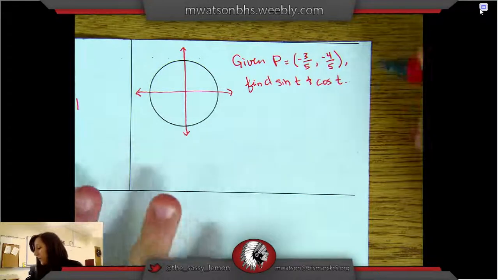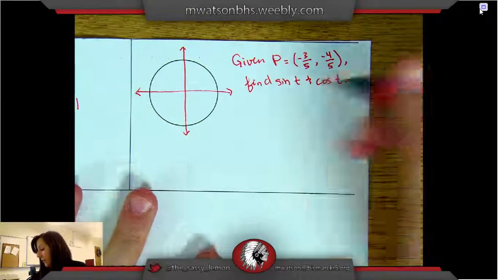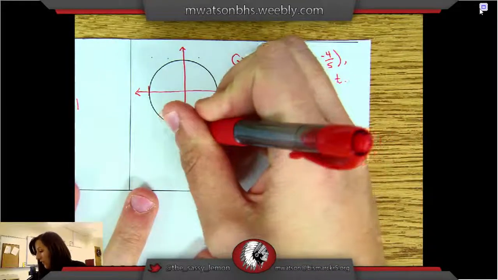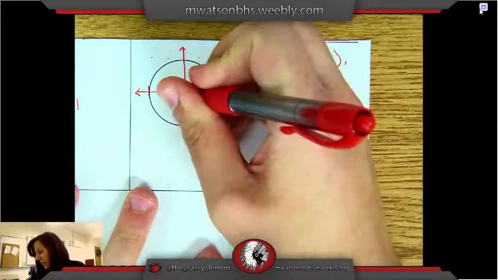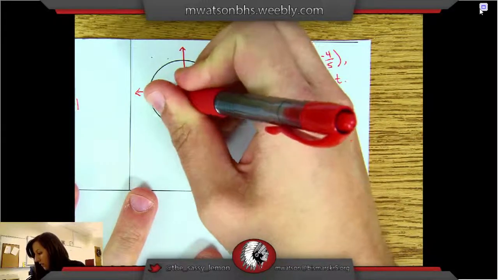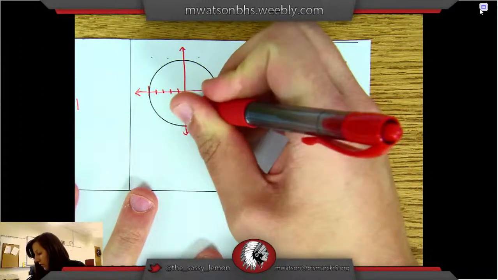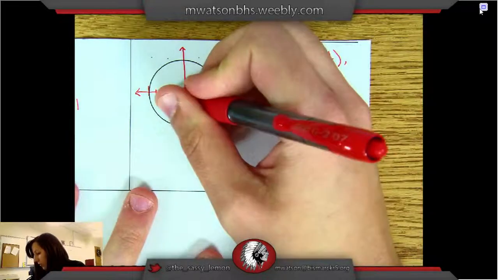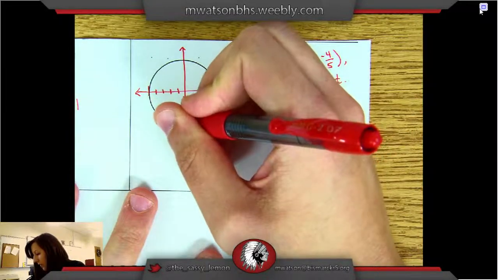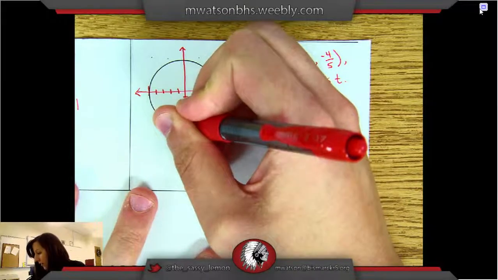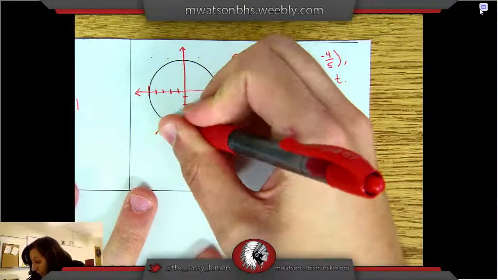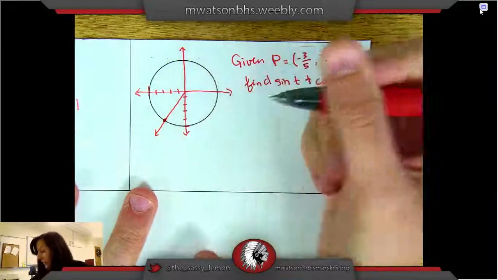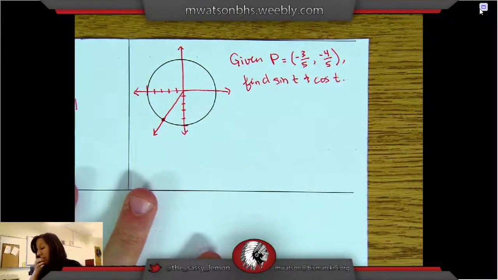So let's go ahead and plot this point, -3/5 and -4/5. Okay, well, let's divide this into 5 parts. Yours may not be as pretty as mine. I'm pretty good at eyeballing stuff. So -3/5, -4/5. It's going to be like right there. So there's the terminal side of our angle T.